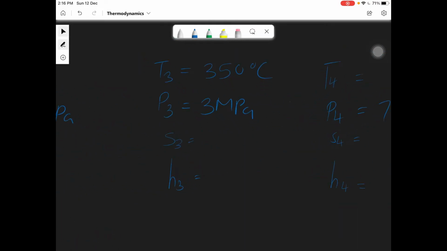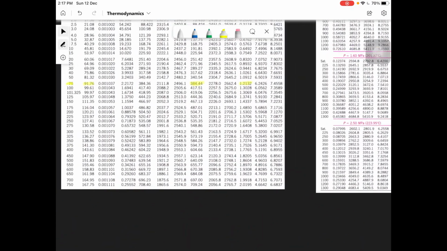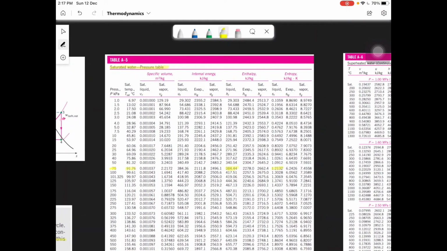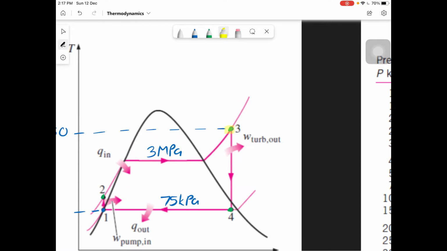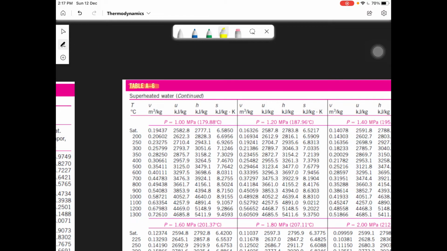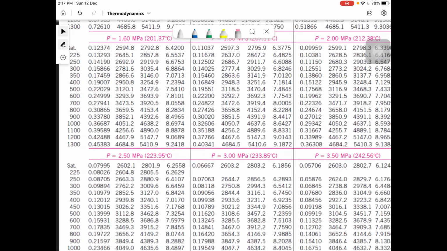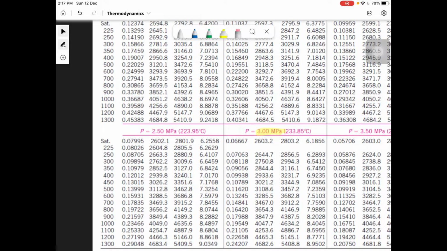Okay, then we can also find S3 and H3. Now for S3 and H3, we won't find it from table A5 because this point 3 here is in the superheated region. So any region past this region here is the superheated region. So the superheated region has a different table. Alright, it's table A6 of your appendix. Search for P equals 3 megapascal, since it is given that the pressure is 3 megapascal, and then find your saturated temperature at 350 degrees Celsius.